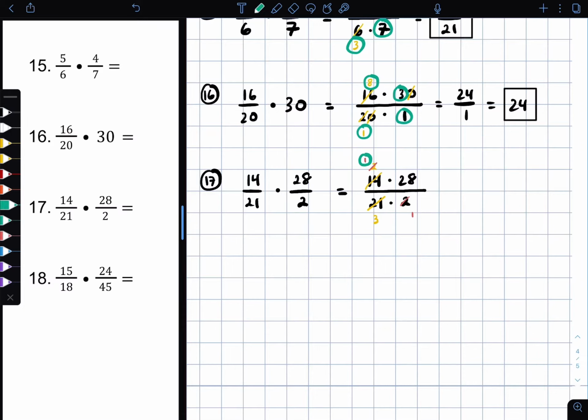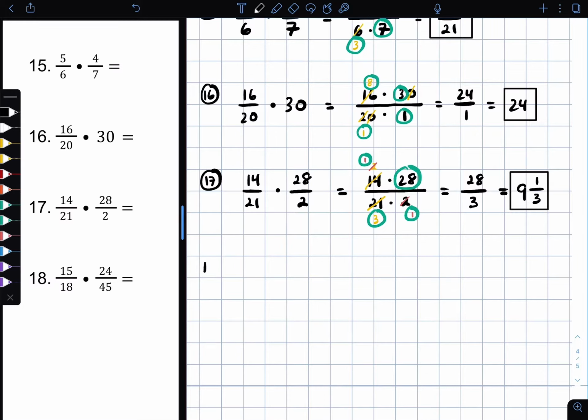So we just have a 1 and a 28 and a 3 and a 1. So I think that's right. So 1 times 28 is 28, and then 3 times 1 is 3. I'm not going to show the long division for this, but if you want to, you can divide 28 by 3. I know 9 times 3 is 27, so we have 1 left over. And so this would be the mixed number version of this answer. Okay. All right, so that's number 17.